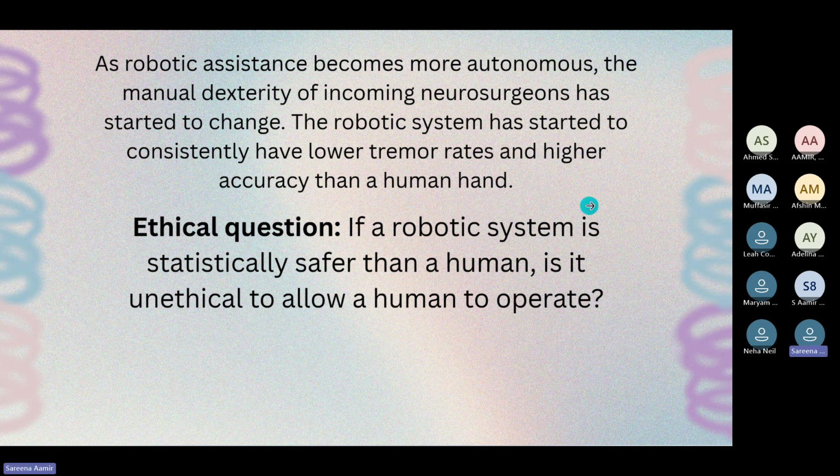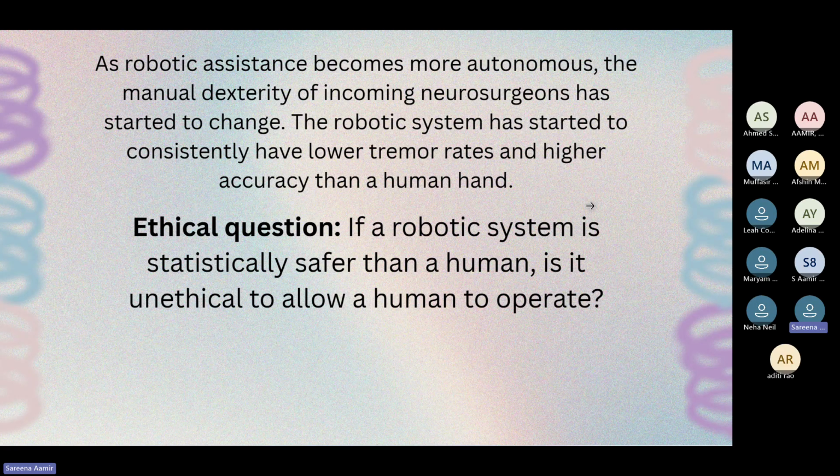Just while people are writing the answers, I can go over a little bit of what you could include without giving away the answer. So you could talk about how the word autonomous is used. Autonomous means that it has its own choice, and it can do things with its own brain. So the robot has its own autonomy, and its manual dexterity is increasing, which means that it is, I guess, more effective compared to a neurosurgeon.